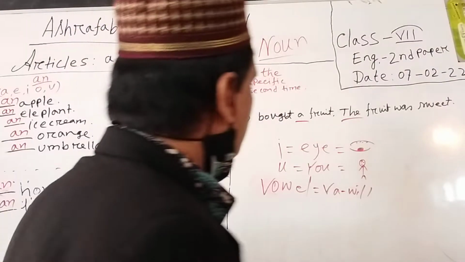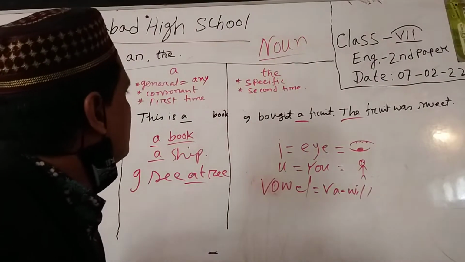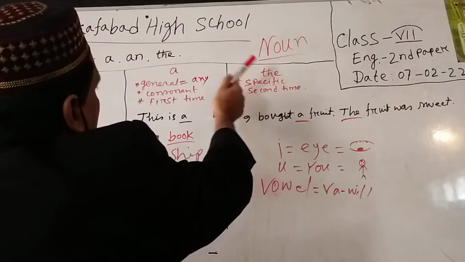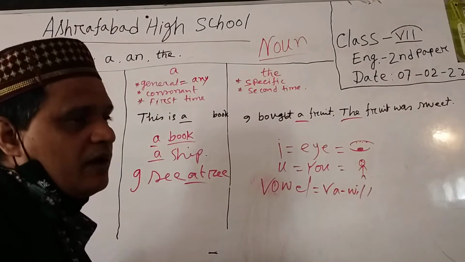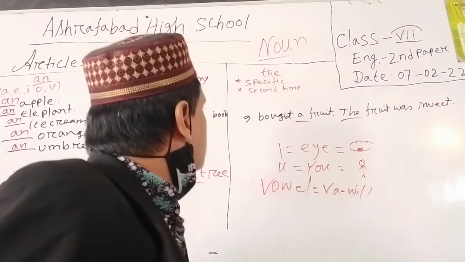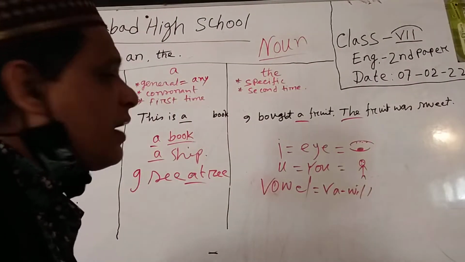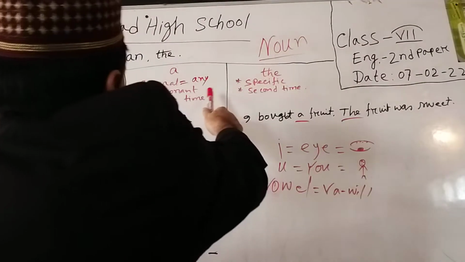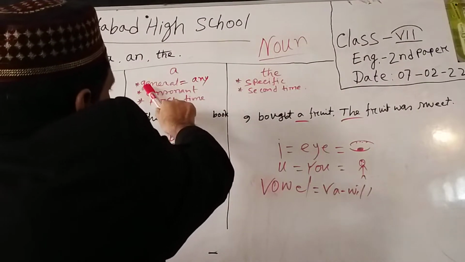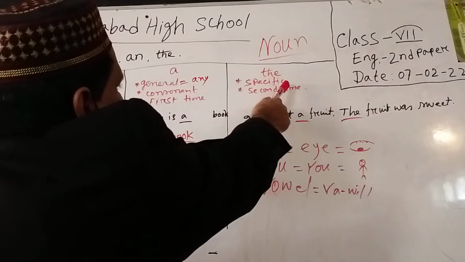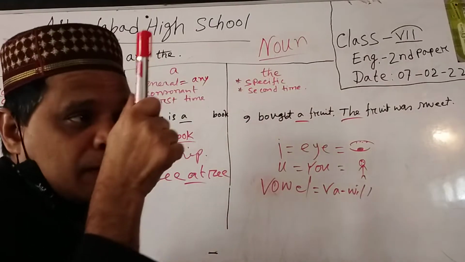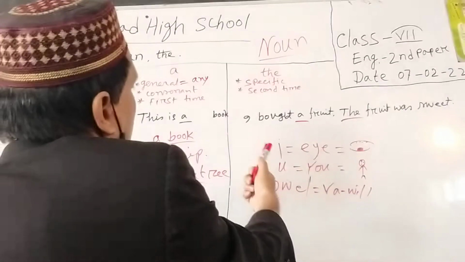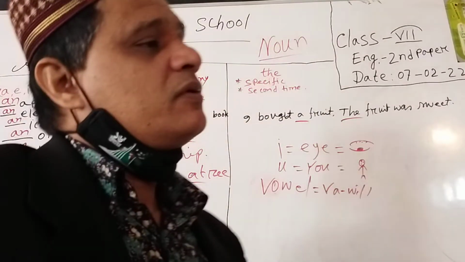Now we have to notice that the article A and the article The are opposite to each other. A is for the general sense or any of the things, but The is used for a specific thing. So each one is opposite to the other.